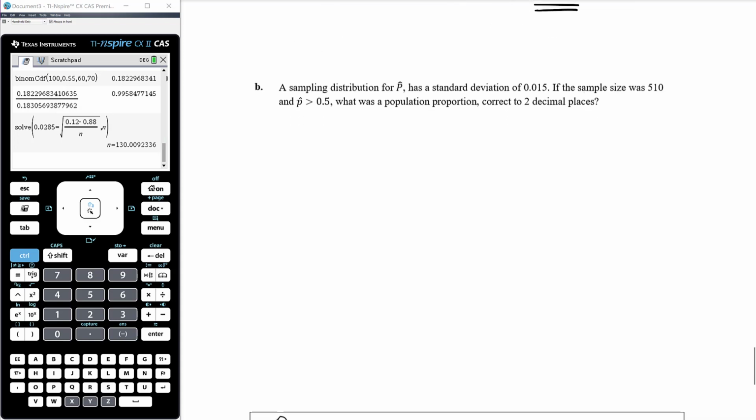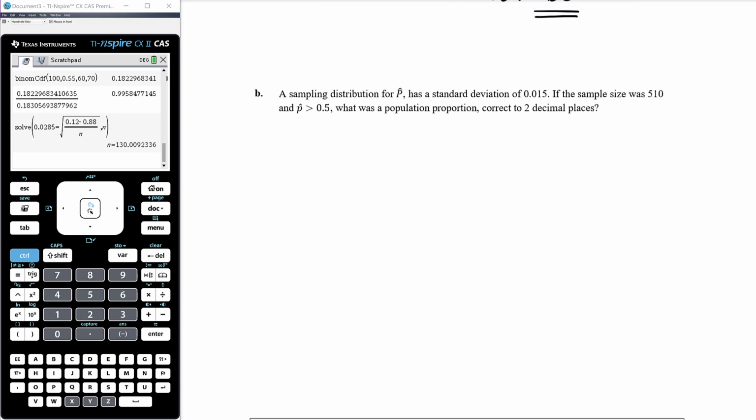Part B, a sampling distribution for p hat has a standard deviation of 0.015. If the sample size was 510 and p is bigger than 0.5, what was the population proportion? That should be the population proportion. Correct to 2 decimal places.